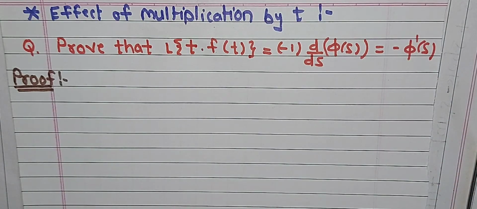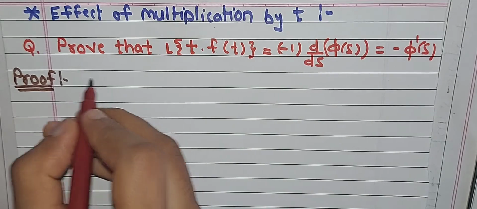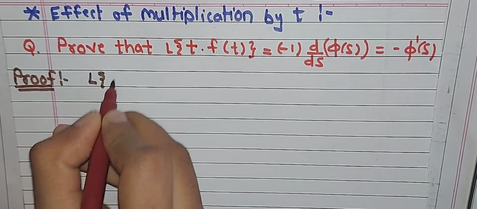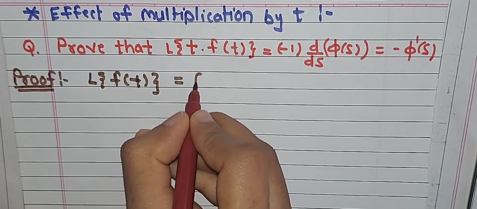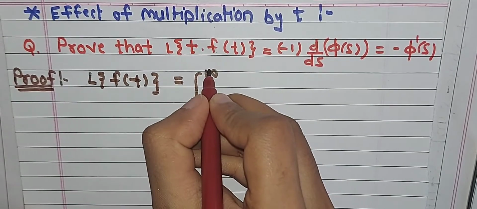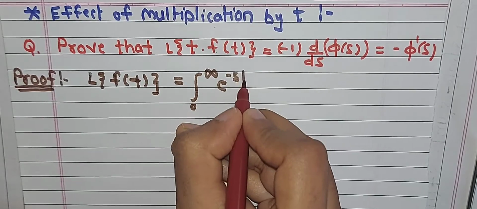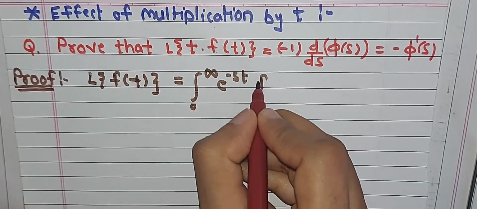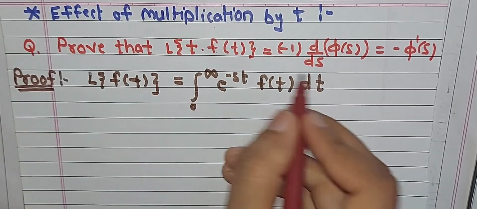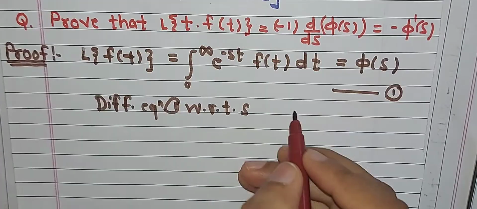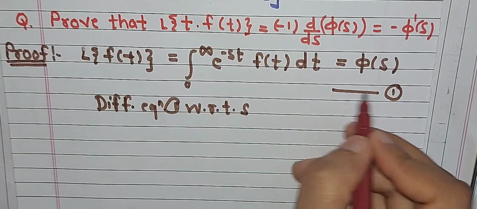To prove this statement, our first step will be our definition of Laplace transformation, as we have already discussed in the previous lecture. That definition is, when we have a function f of t, then L of f of t is the integration from 0 to infinity of e raised to minus st into f of t dt. We denote this as phi of s, and we denote this as equation number 1.